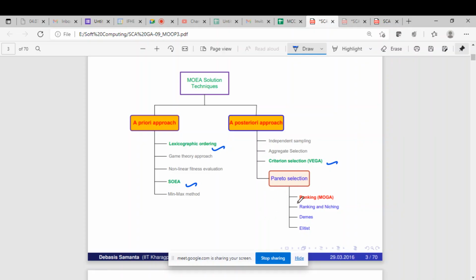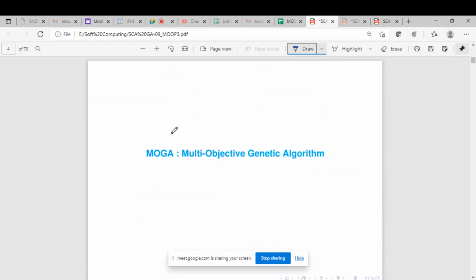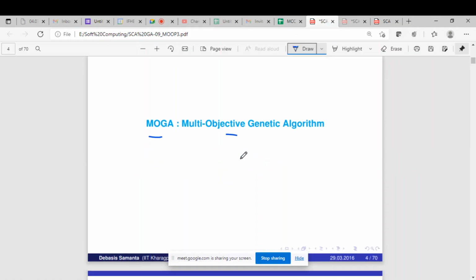So first we'll start with an algorithm called MOGA. This is also an MOEA technique, that is multi-objective evolutionary algorithm, but it is based on a Pareto based technique. That is, it will give a Pareto optimal solution. Pareto optimal solutions are non-dominating solutions. This is what we are going to discuss, MOGA, which stands for multi-objective genetic algorithm.